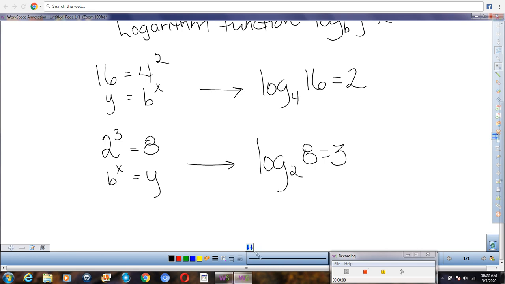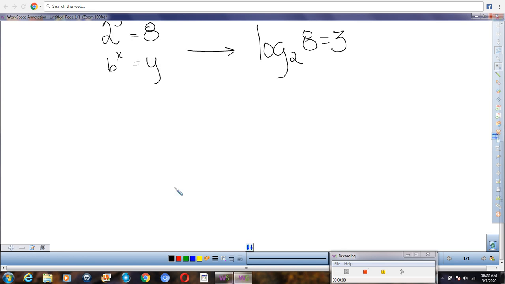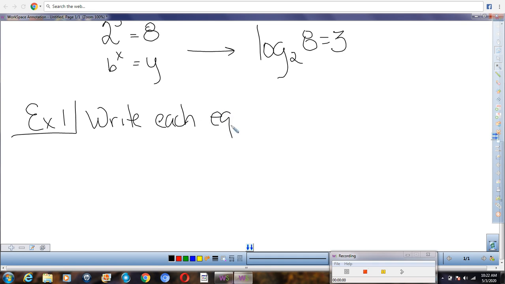So let's do some examples. This is going to be the first third of your worksheet today, being able to switch these from exponential form into log form. So example number 1 today: write each equation in log form.